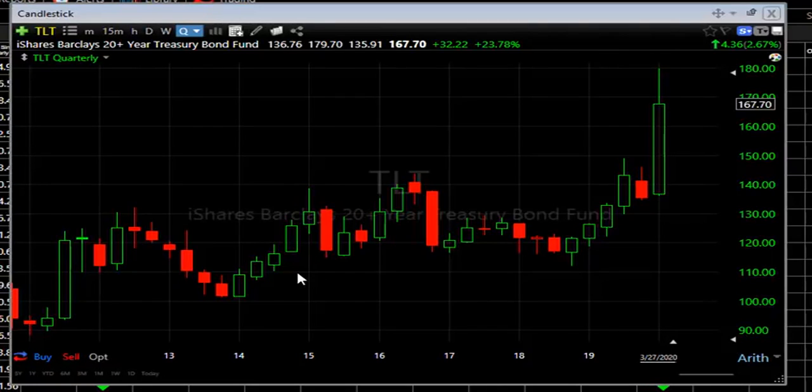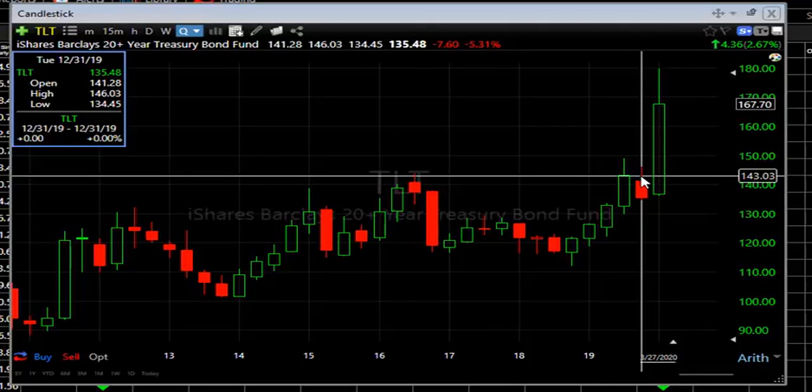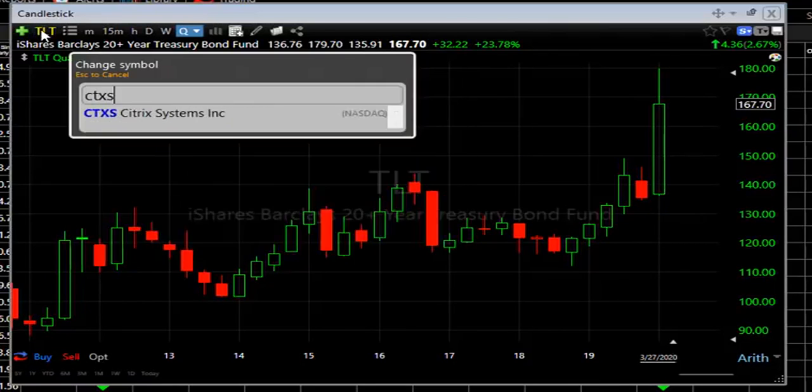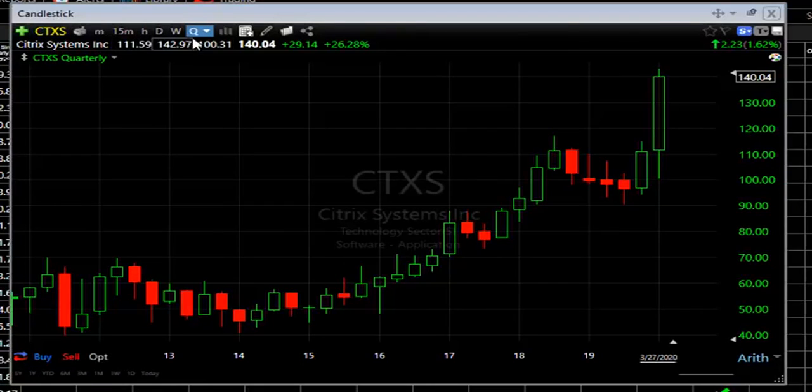So then, if we go to look at the bond market, TLT, based on what we know on the quarter, came in the year as an inside quarter. Boom. TLT over 146.03. Boom, there's your continuation TLT. So what we want to look for is things taking out the highs, two in the other direction. While the market's tanking, do we have things that are going up? I showed you CTXS. What's going on here?